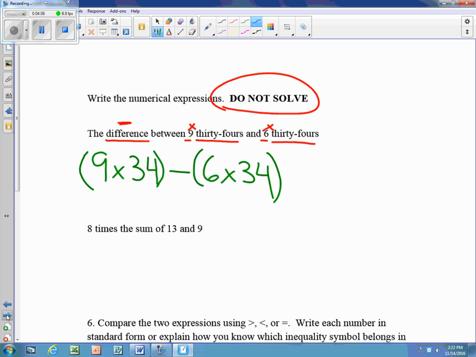This one, 8 times, it is obvious that it's multiplication. The sum tells me to add 13 and 9. I want 8 times, but I need the sum first. I don't want 18 times 13. I want 18 times the sum, so I have to put that into parentheses.